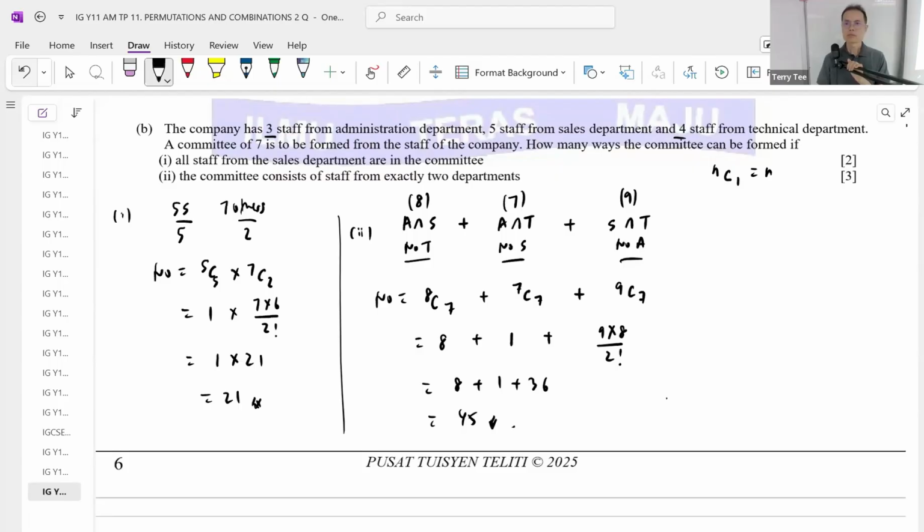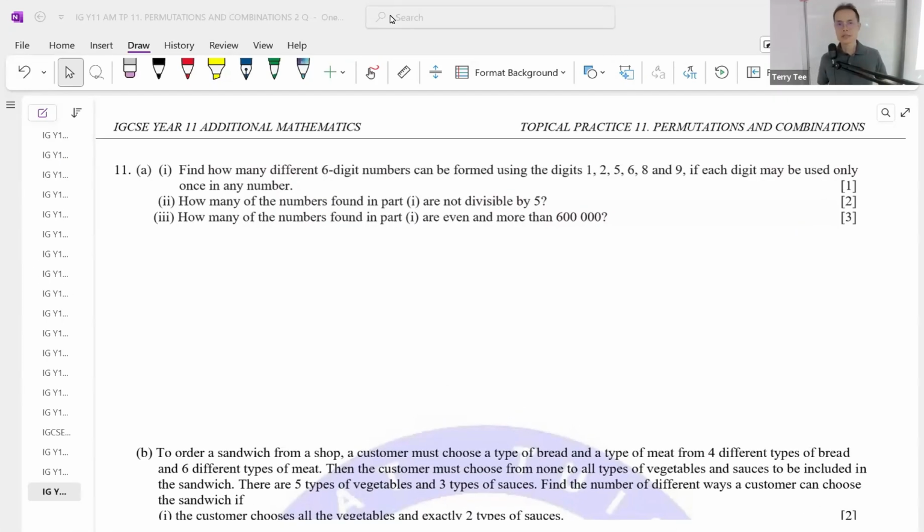Find how many different 6-digit numbers can be formed using these if each digit may only be used once. Okay, so guys, how do you do this? 6 different digits. Each digit can only be used once.